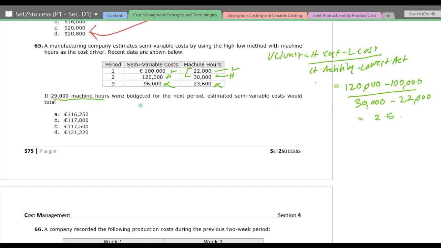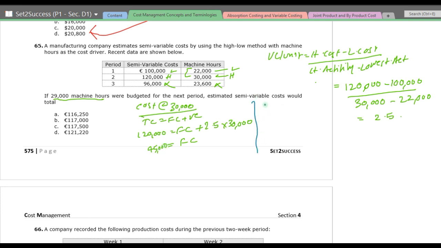Now let us find cost at 30,000. So cost at 30,000 level, total cost for 30,000 level is 120,000. So total cost is equal to fixed cost plus variable cost per unit. So total cost for 30,000 units we have 120,000. So we need to find the fixed cost, and the variable cost per unit is 2.5 into 30,000. So the fixed cost comes to be 45,000.